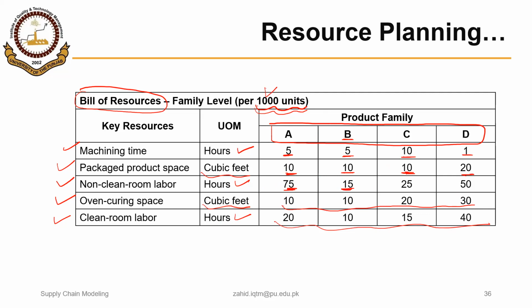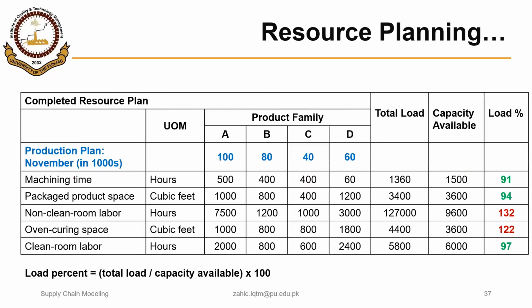Now based on the load in certain periods, say next month, we can calculate whether we have sufficient resources available or not. So for example, this is the data that we have come up with from the S&OP process. So we have to produce, everything is in thousand, 100,000 A products, 80,000 B, 40,000 C, and 60,000 D.